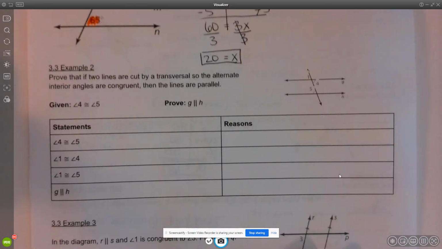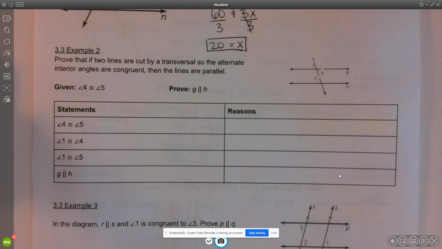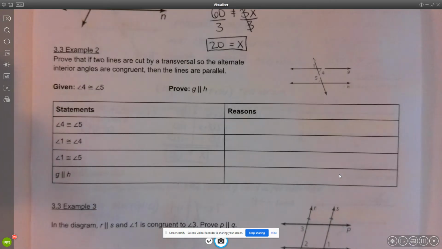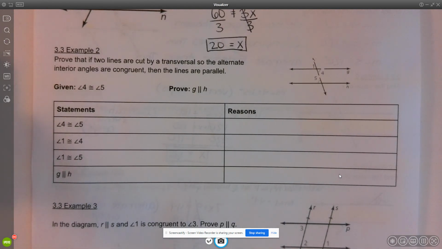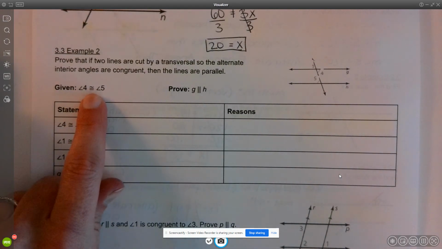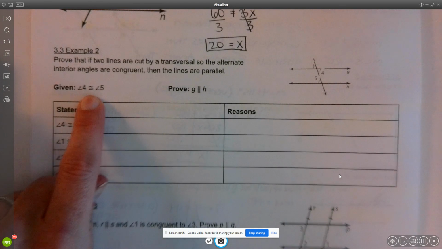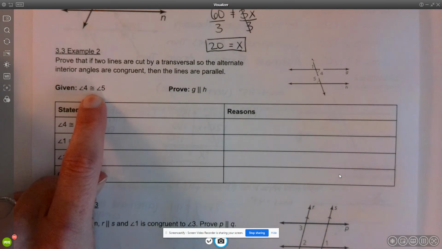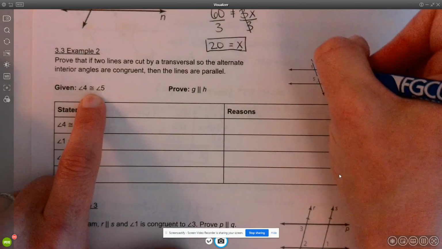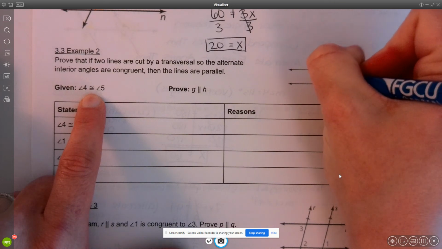So we're going to start with example 2. We need to prove that if two lines are cut by a transversal so that the alternate interior angles are congruent, then the lines are parallel. We can see that we are given in the picture that angle 4 is congruent to angle 5. We're given that here.